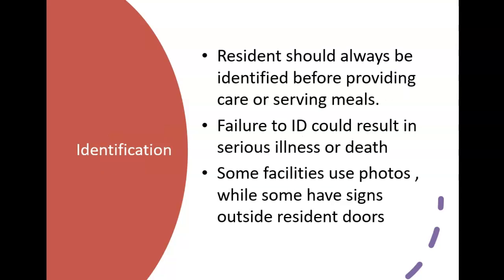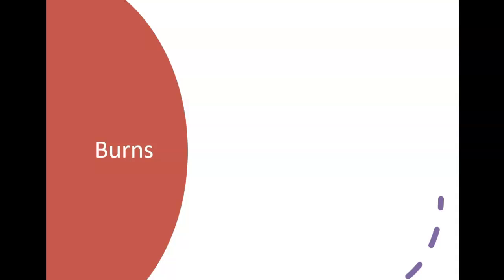Identification. Residents should always be identified before providing care or serving meals. Failure to ID could result in serious illness or death. Some facilities use photos while some have signs outside the resident's door. Like I said, in a nursing home, they're not going to have armbands.